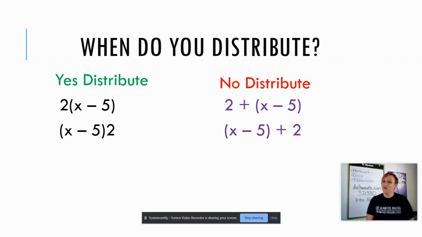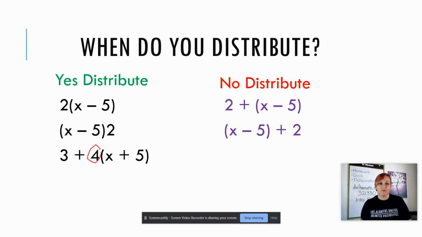Here's an example of where we would not distribute. Just like that first problem, the 2 is separated from the parentheses by an adding sign, so we would not distribute on this problem. Here's an example where we would distribute. In this scenario, we would distribute the 4 because the 4 is right next to the parentheses. We would not distribute the 3 because it's separated, it's too far away.